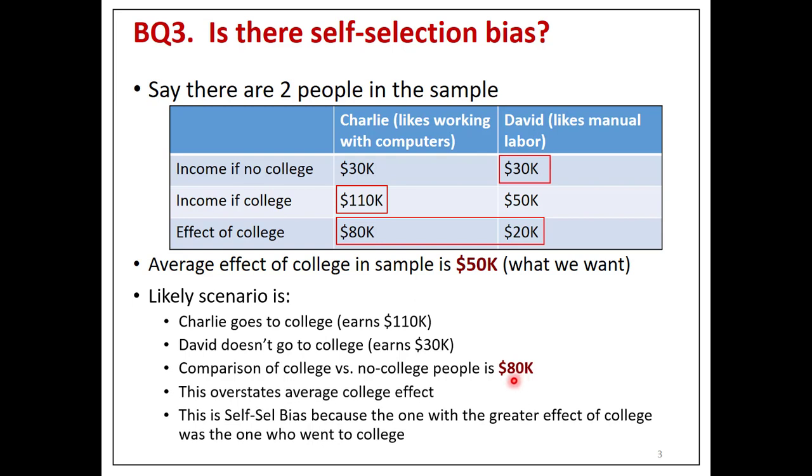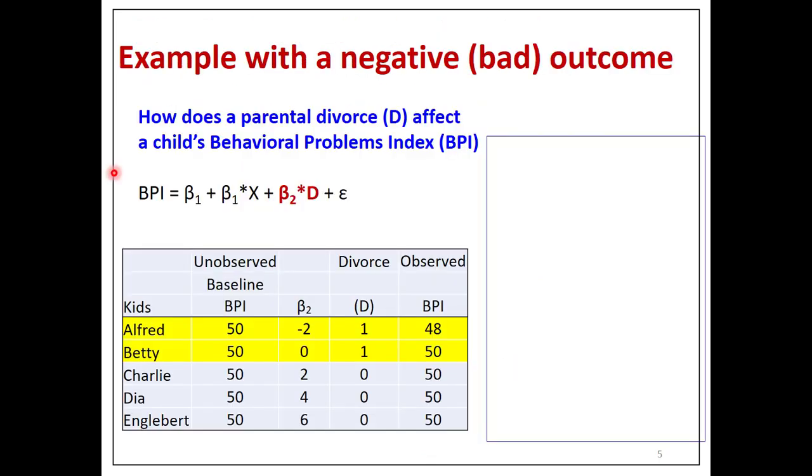Okay? And so what's happening is that we're overstating the true average college effect. The true effect was $50,000. We're estimating it to be $80,000. And this is self-selection bias, because the person who had the greater effect of college is the one who actually went to college. Okay, so in the last example we had income, which is a good outcome.